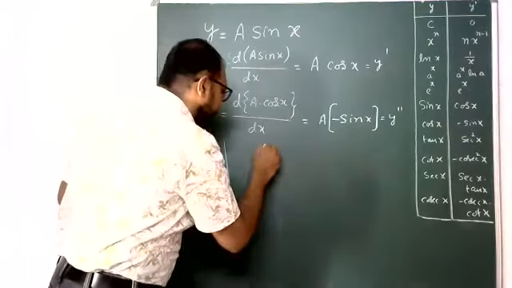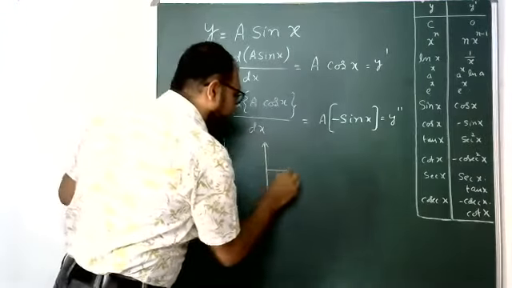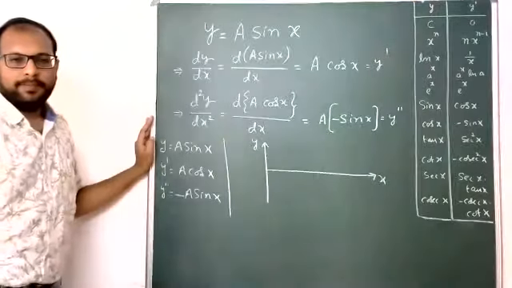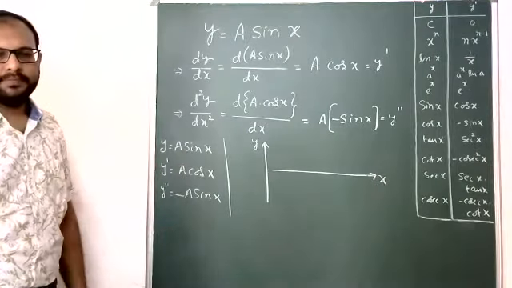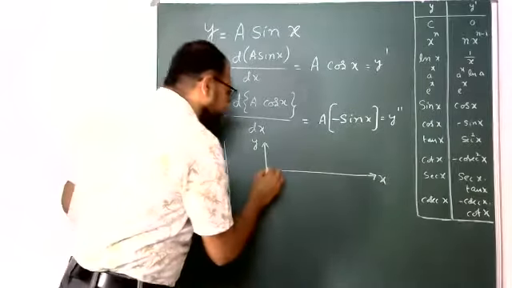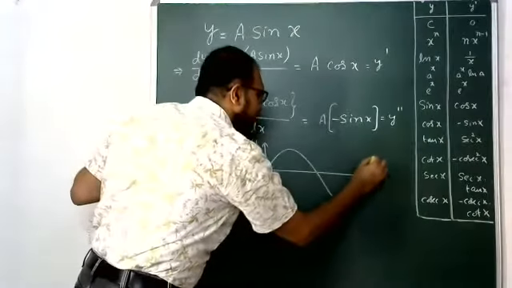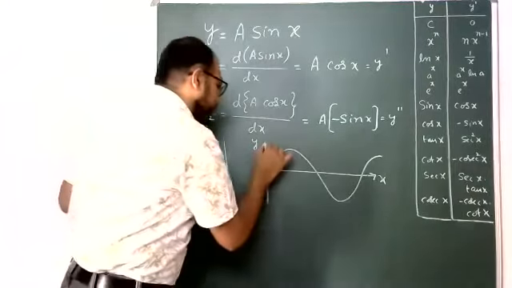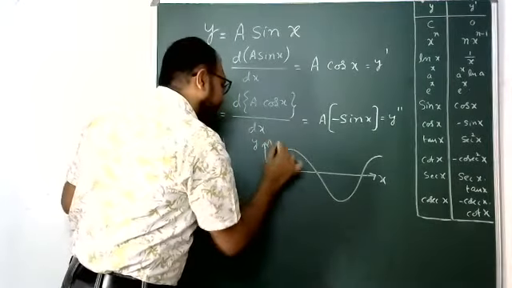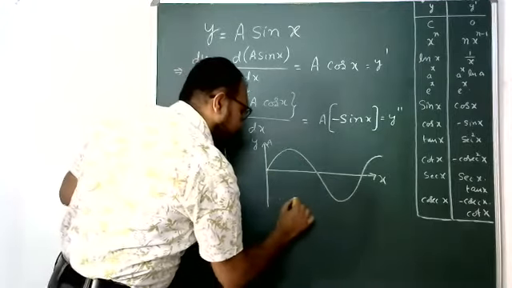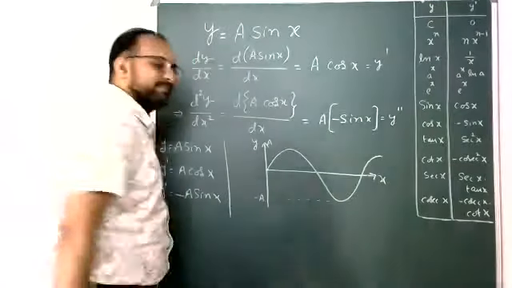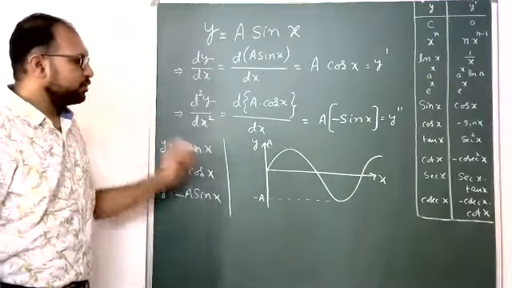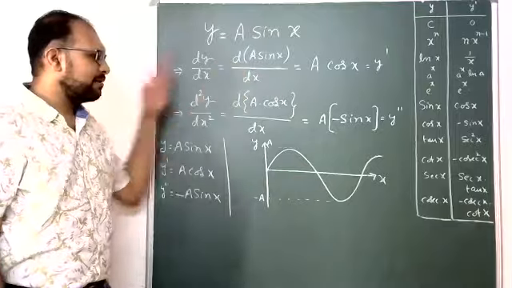Just wait. Here is the x versus y graph. y means a sin x. The sin x graph we all know. This is the a sin x graph. Here this value is plus a and this value is minus a, because the sin x range is from +1 to -1. So this is the y equal to a sin x graph.